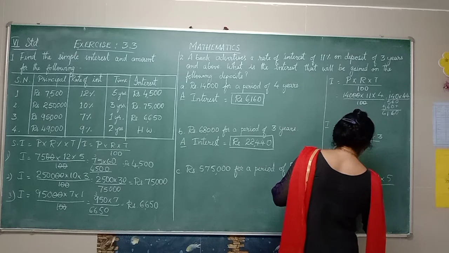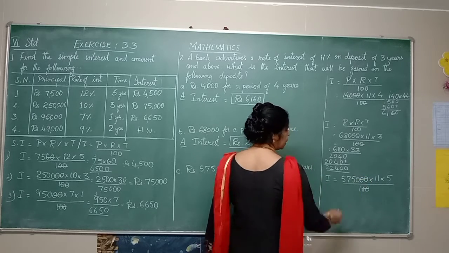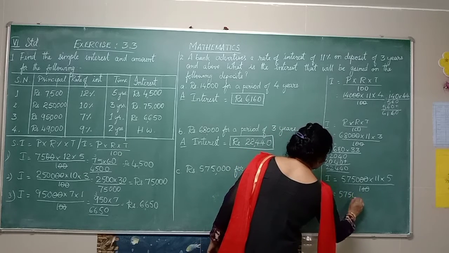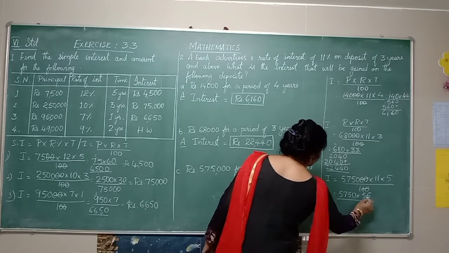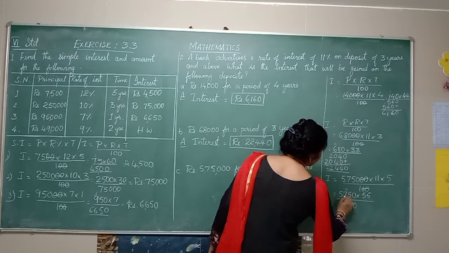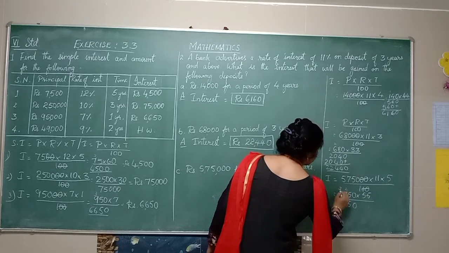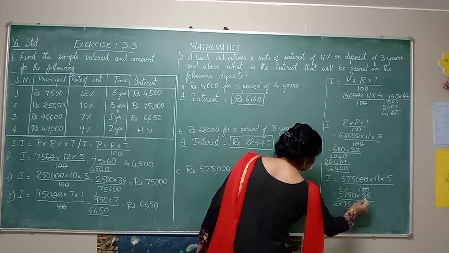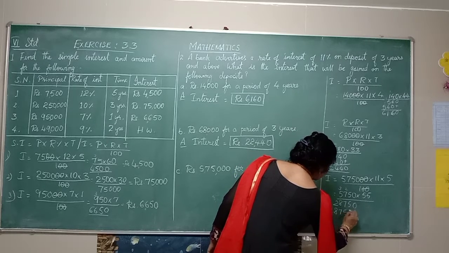divided by 100. So 2 zeros cancelled, 2 zeros cancelled. What remains? 5,750. 5,750 into 11. 5 fives are 25, 5 zeros are 0. 5 5s are 25. Carry 2. 5 sevens are 35, 35 plus 2, 37. Carry 3. 5 fives are 25, 25 plus 3, 28. Plus the same number, because here also it is 5 only. So it is 28,750.